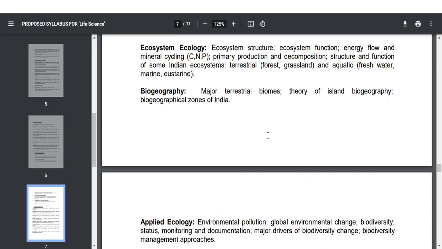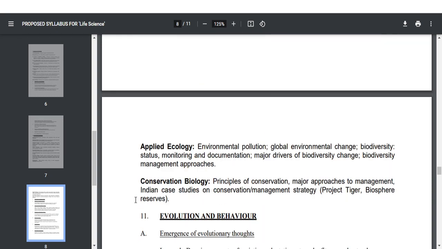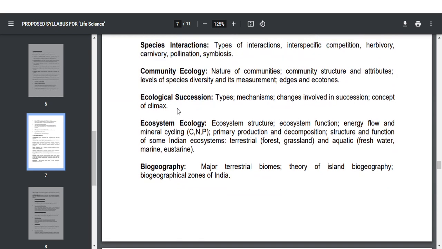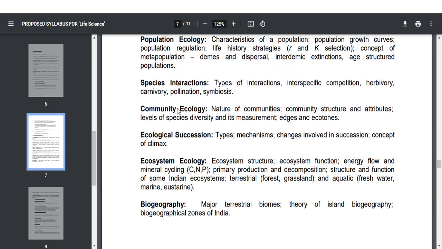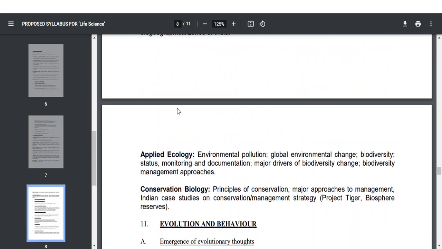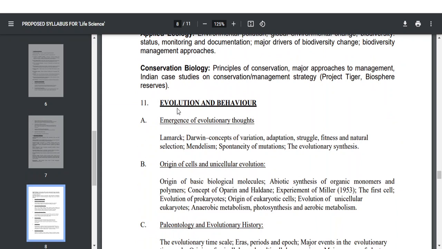Ecological principles are again more scoring, because in recent years more questions have been asked from ecology and evolution. Conservation biology will be completed in unit number 9 itself, and additionally you need to know about ecological succession, community ecology, species interactions and population ecology. Next you need to know about evolution and behavior. For evolution, you can refer to Organic Evolution by Veer Bala Rastogi, an Indian author's book. Next, for evolution, you can refer to a foreign author's book.